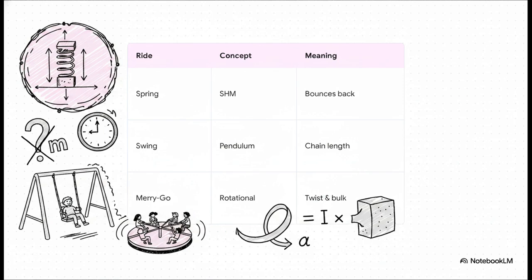The swing set is the simple pendulum. And the incredible takeaway here, the letter M for mass is nowhere in that formula. The time it takes a kid to swing back and forth depends only on the length of the chain, not how heavy the kid is. Mind-blowing, right? And finally, the merry-go-round is rotational dynamics. Twistiness equals bulkiness times spin-up speed. Memorize these simple translations and you are absolutely going to dominate your exam.